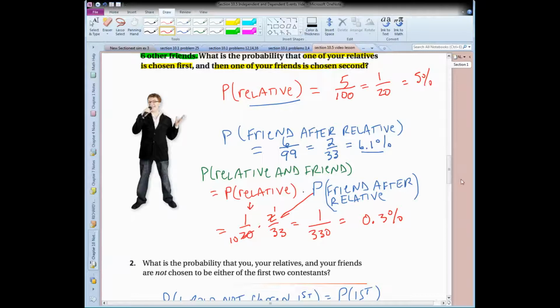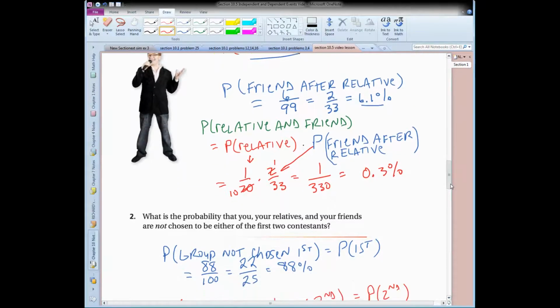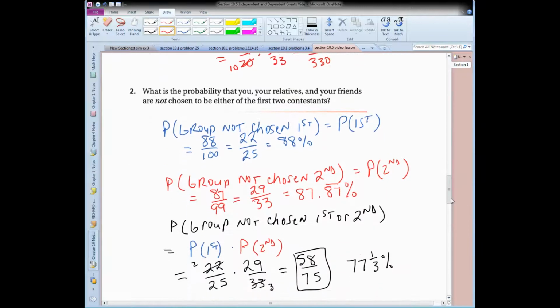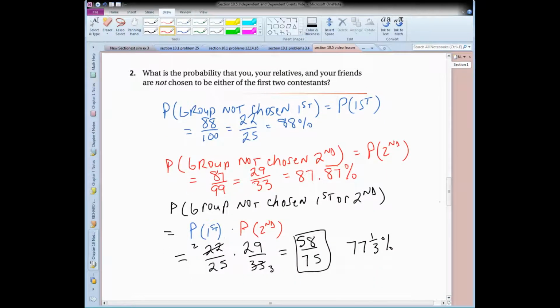Okay, let's look at another problem here. What is the probability that you, your relatives, and your friends are not chosen to be either the first or the second contestant? So let's look at this. I'm going to put you all into a group. How many people are in that group? Well, you have your 5 relatives, your 6 friends, and don't forget yourself. So that's 12 people.